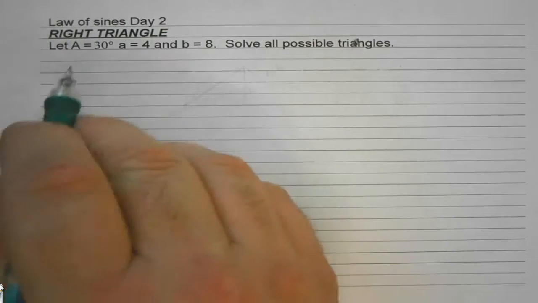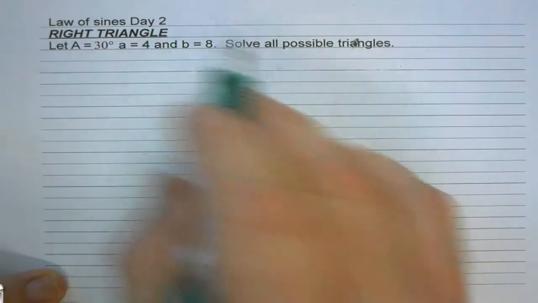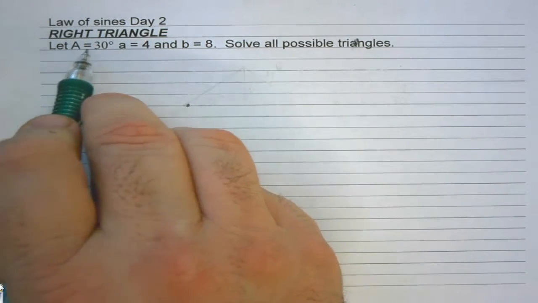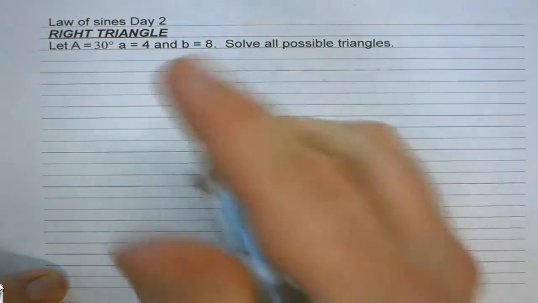Let's look at a case where we have a right triangle. Before you take the test or quiz, you're not going to know what you have, but I'm telling you this is going to be a right triangle. So here's how we start the problem: let A equal 30 degrees, a is 4 and b is 8. We solve all possible triangles.